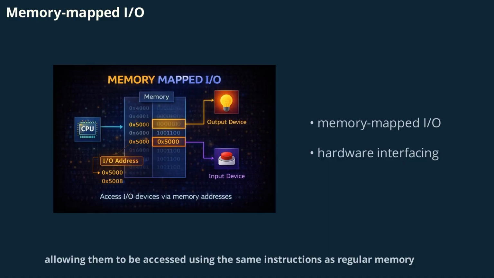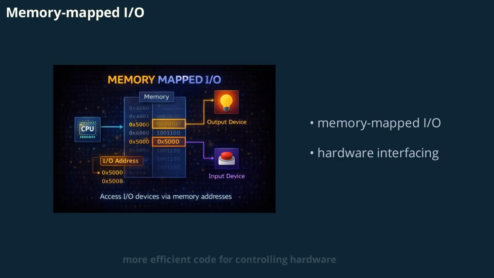This simplifies hardware interfacing and enables powerful memory manipulation operations. By treating peripheral registers as memory locations, embedded developers can write cleaner, more efficient code for controlling hardware. Memory-mapped I/O is a cornerstone of embedded system design, making it easier to interact with sensors, actuators, and other devices.